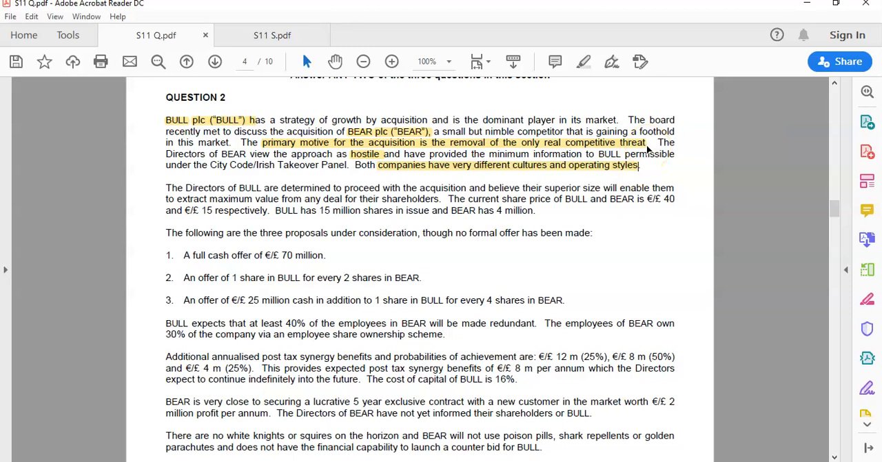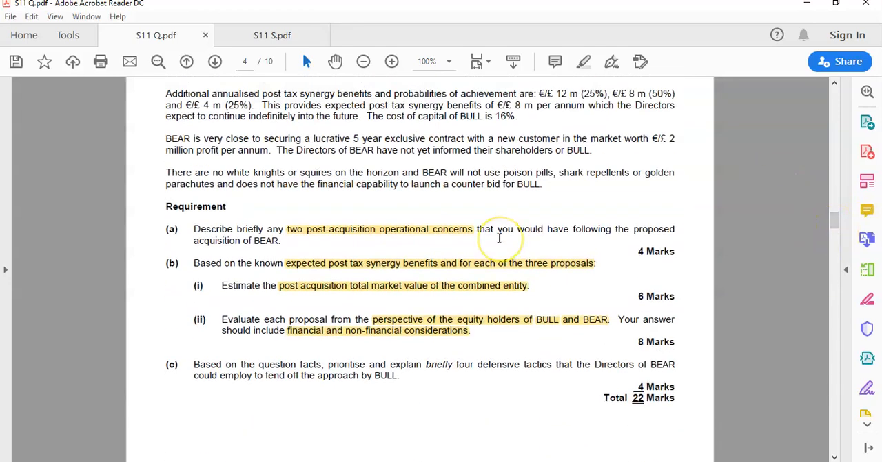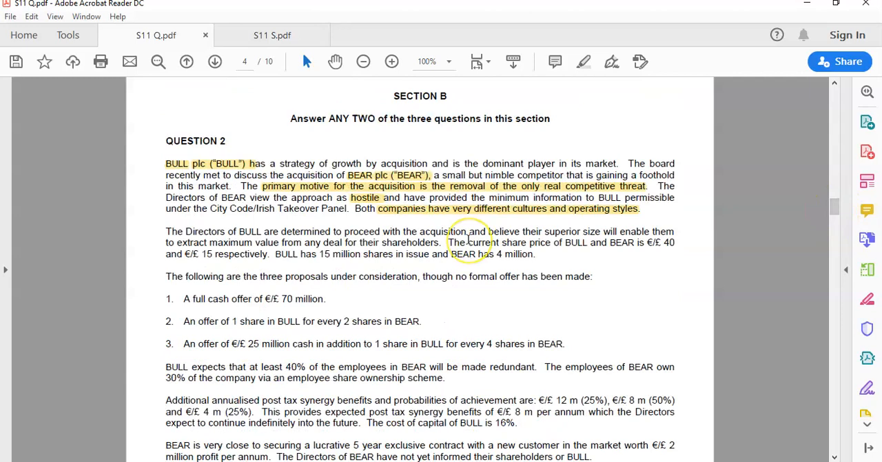Right. Straight away, that's one that you're going to use for part A. Why am I told they're very different cultures and operating styles? Well, that's going to be a huge problem post-acquisition. How are you going to merge these 2 together if they have completely different styles? So that's the first one that you're going to answer in part A, a very obvious one if you're reading the question. Bull are determined to proceed with the acquisition.